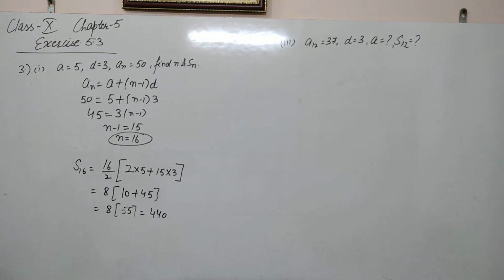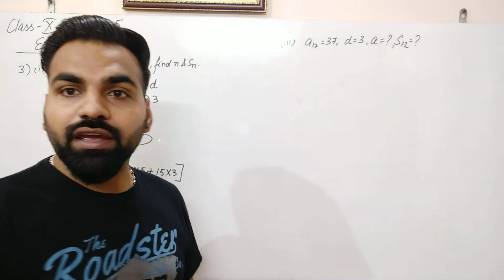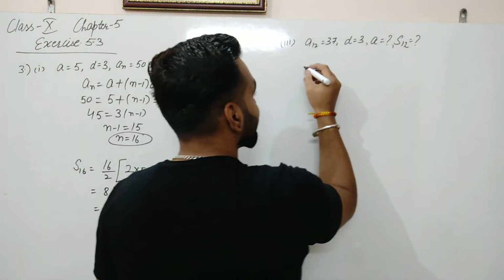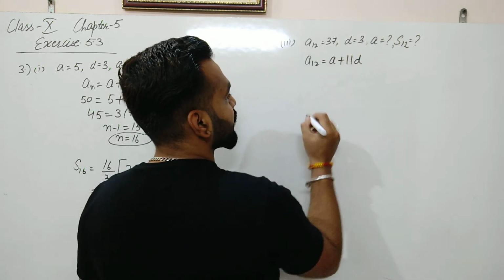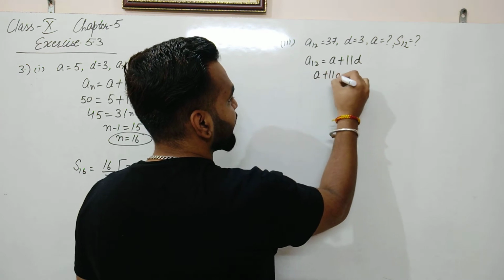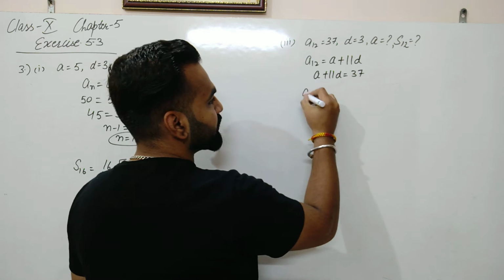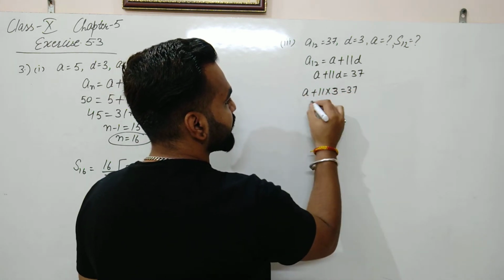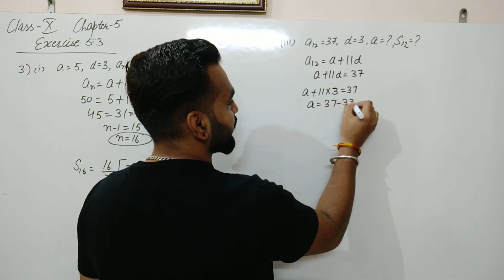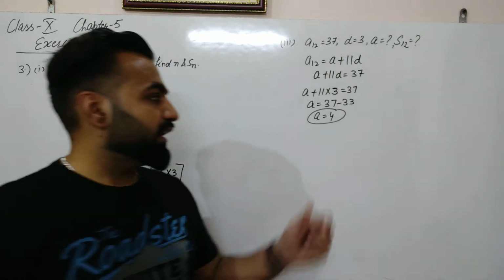Now let us see the third part here. a12 is given, d is given, we have to find the value of a and S12. So a12 can be written as a plus 11d. In short, a plus 11d will be equal to 37. Put the value of d here: a plus 11 into 3 is equal to 37. a is 37 minus 33. a is equal to 4. So we have found the value of a.